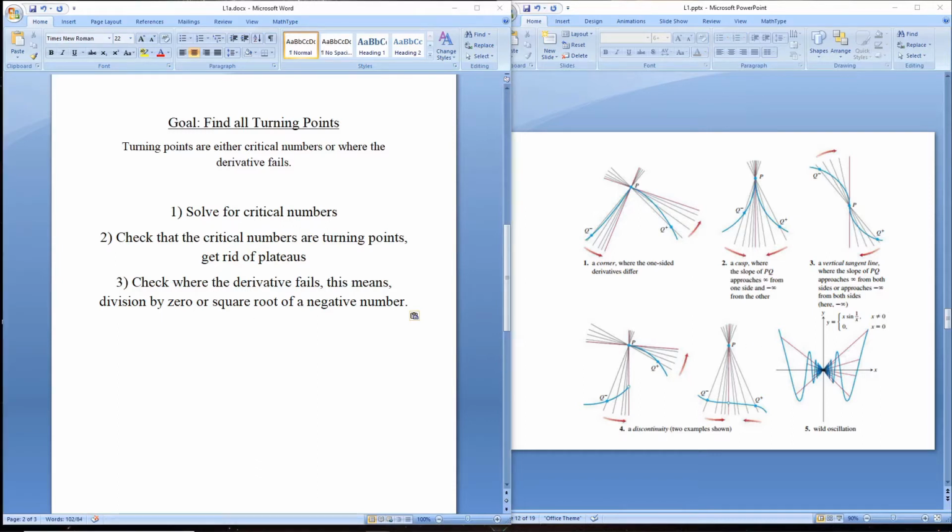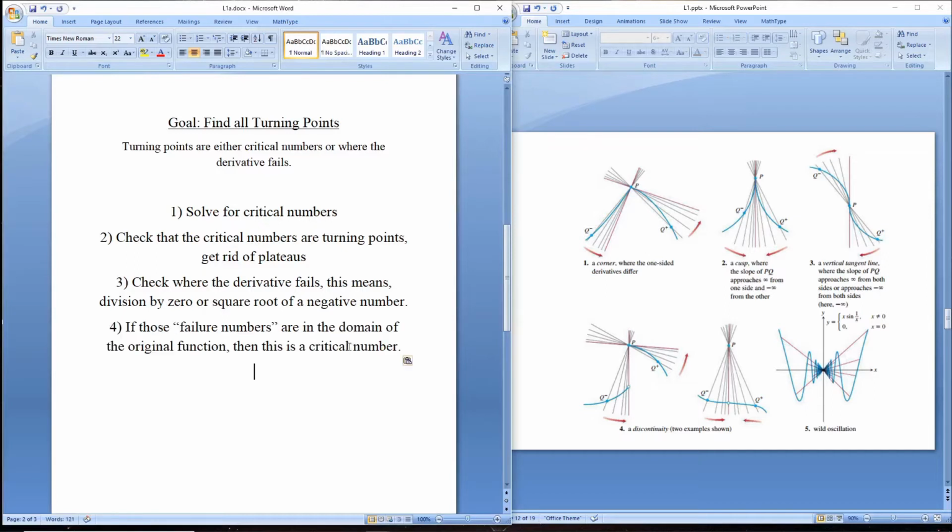So let's say you found the number 4 causes division by 0. So you plug 4 into your function, and that results in division by 0. What we need to do is take that number 4, this number that caused failure, and put it into the original function. If this failure number is in the domain of the original function, then we would also say this is a critical number. Now, this is the kind of logical flow that I was hoping would make sense.